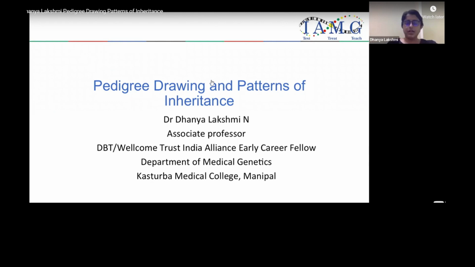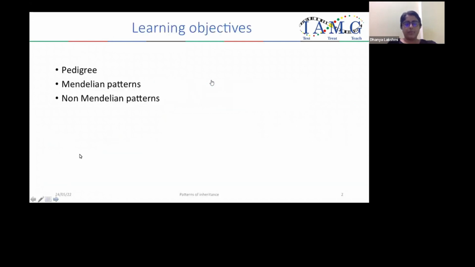In this session, we will learn some aspects about pedigree drawing and patterns of inheritance. The learning objectives of this session include some basic tenets about pedigree as a tool that is used in medical genetics, and some overview about the various inheritance patterns, including Mendelian patterns and non-Mendelian patterns of inheritance.